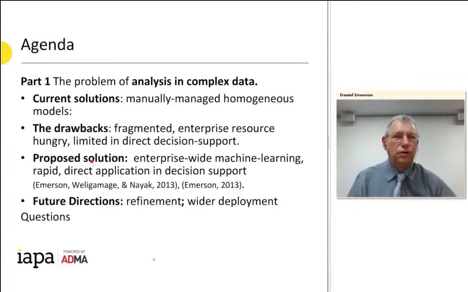Our proposed solution is to produce an enterprise-wide machine learning methodology that's rapid, over a number of hours. It can run through the full data set of the enterprise, and it has direct application in decision support. So individual roads or whatever your domain can be placed in and classified and analysed for risk. The future directions look at the refinement and wider deployment of the methodology.